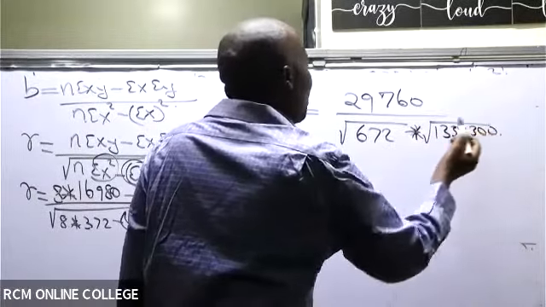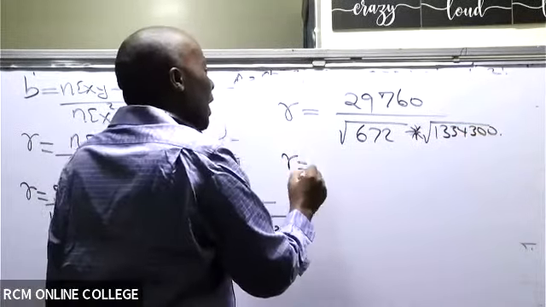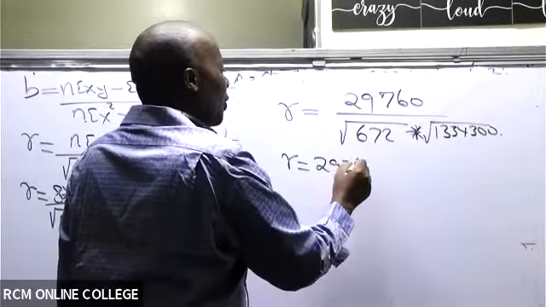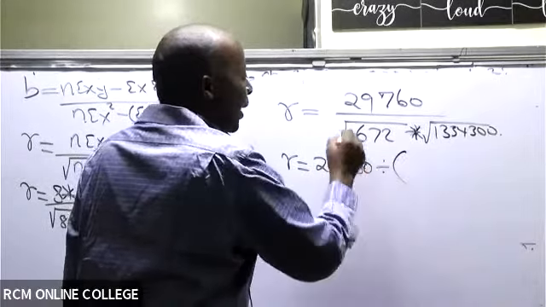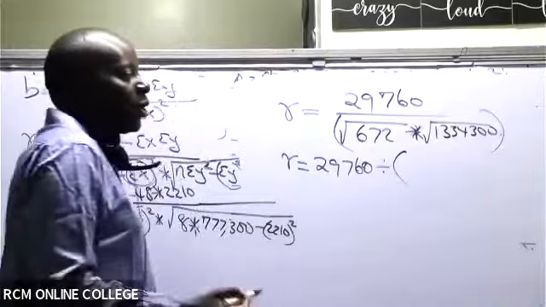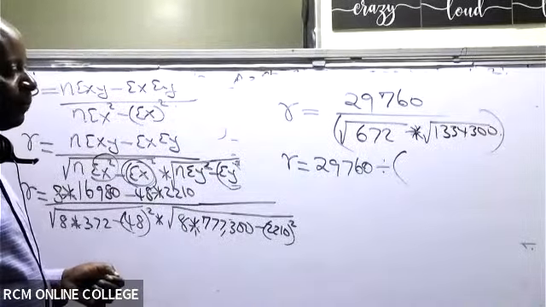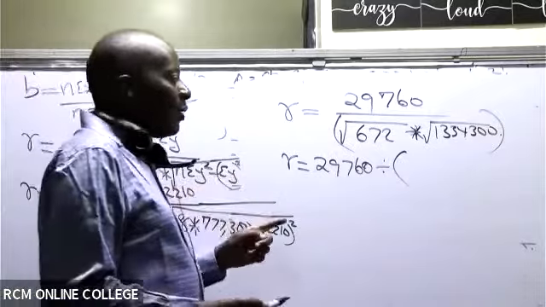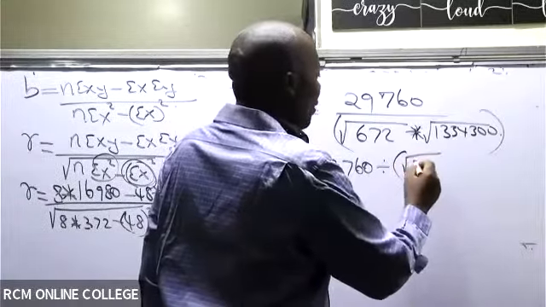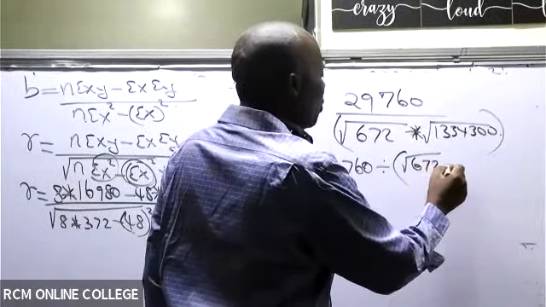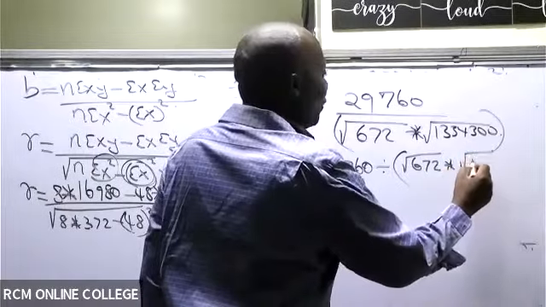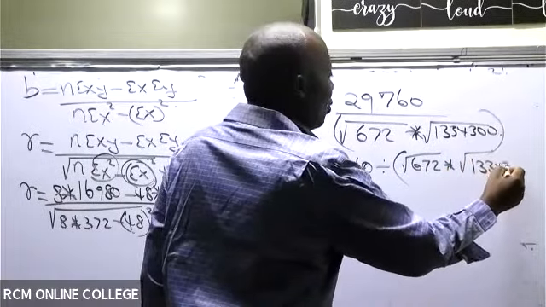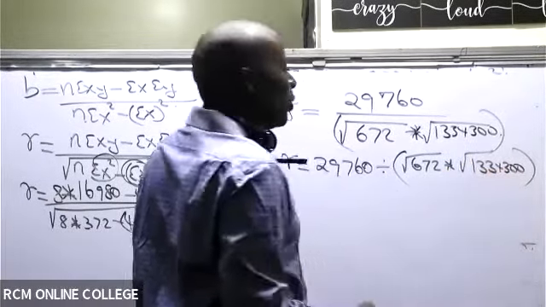So in your calculator, to get this R, you say 29,760 divided by, you open bracket here to take care of it, because there are two terms. You must always open brackets. So you say 29,760 divided by, open bracket, square root of 672 times square root of 1,334,300, and then you close bracket, and then you press equals.